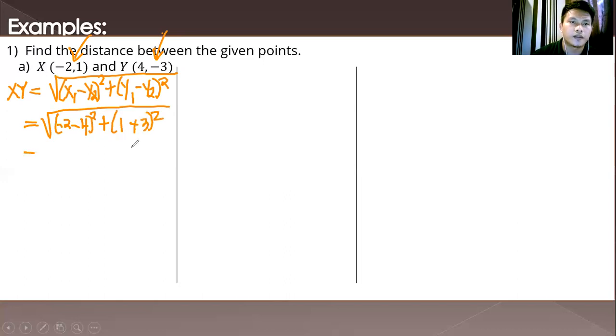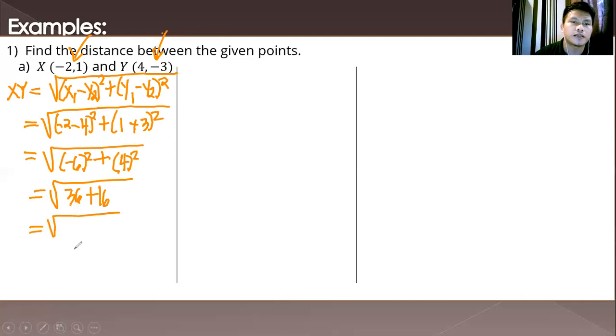Okay, so we have here negative 2 minus 4 squared, so that is negative 6 squared, plus 1 plus 3 is equal to 4 squared, and that is equal to the square root of negative 6 squared. Okay, so that will become 36 plus 4 squared, that is equal to 16. So we have here 36 plus 16, that is equal to 52. That is the distance of xy.